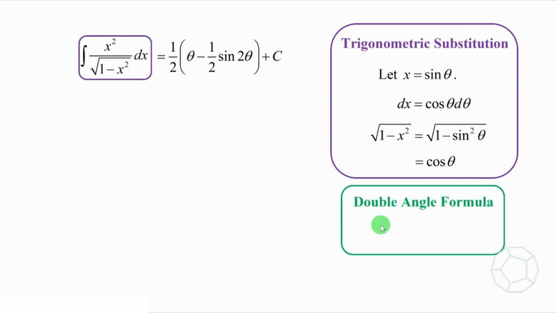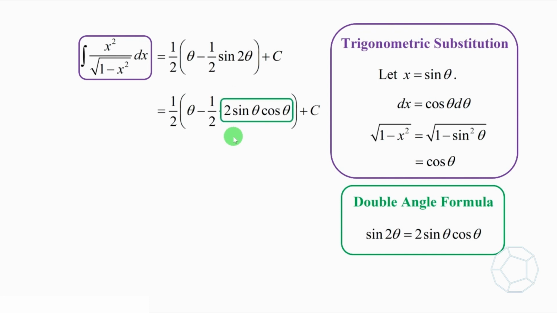Well, we can use the double angle formula for the second time. Sine 2 theta is equal to 2 sine theta cosine theta. Then we can change from 2 theta to 1 theta only. It would be easier to express the answer in terms of x. You shall see that in a second. Let's put this into the expression like this.